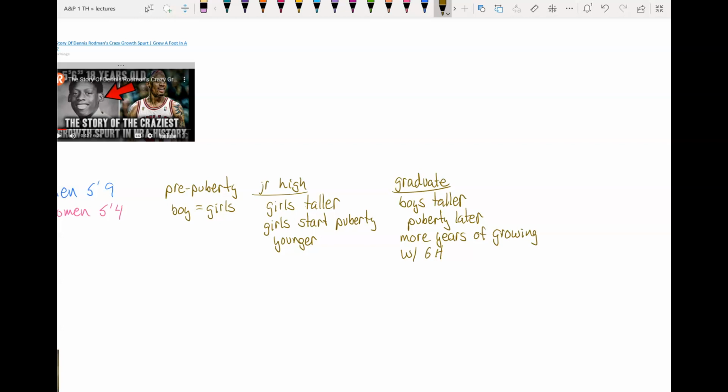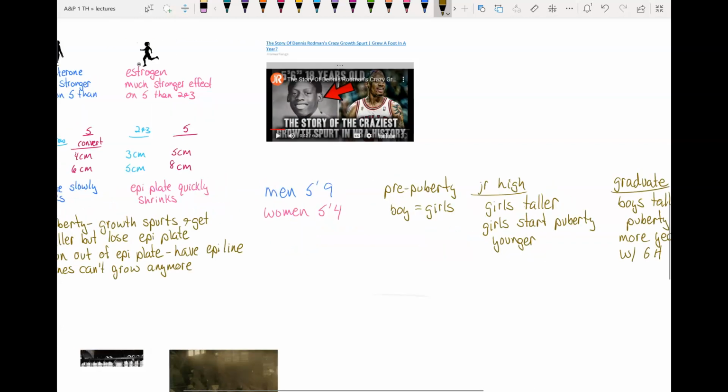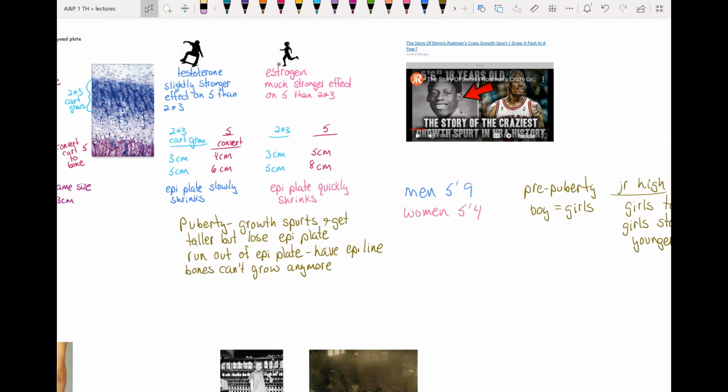Another difference is when the epiphyseal plate closes. So remember we said that with boys, the epiphyseal plate shrinks slowly. With girls, it shrinks quickly. So with girls, usually by the age of 18, that epiphyseal plate is completely closed up. And it's usually earlier. 18 is about the latest. Most girls are done growing by about 15 or 16 years old.